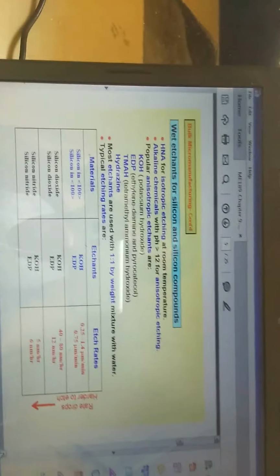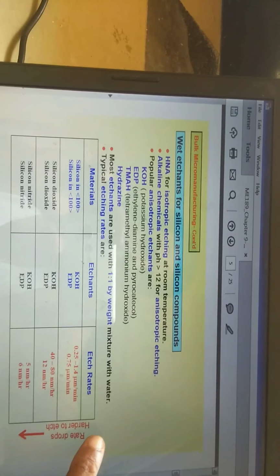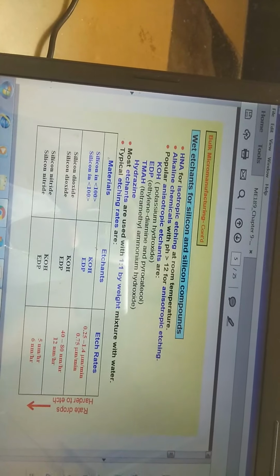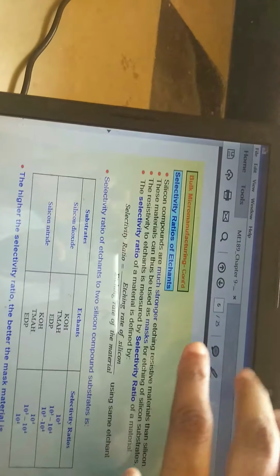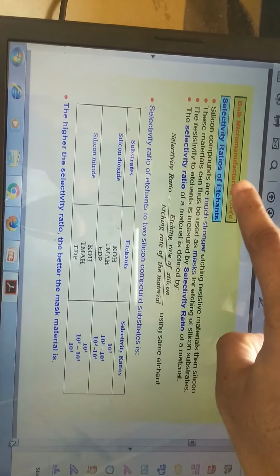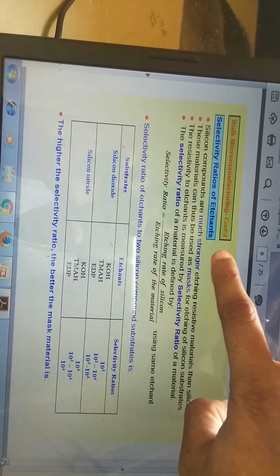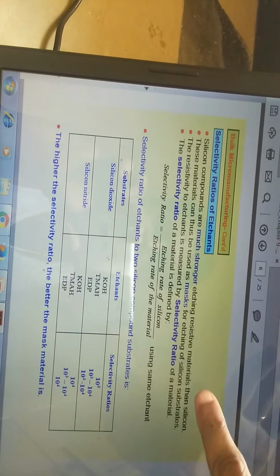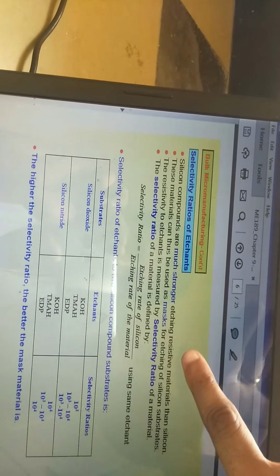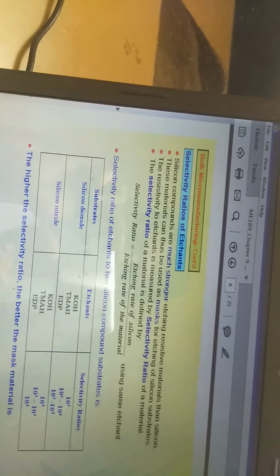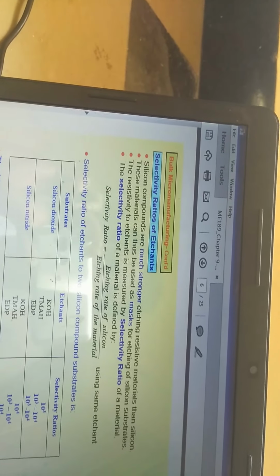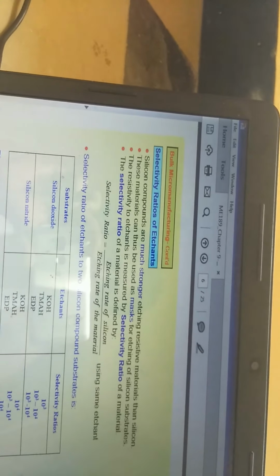And here the rate drops, and it is harder. And here is the selectivity ratio of an etchant. What the respective selectivity ratio of the etchant should be. And here silicon compounds are much stronger etching-resistive materials than silicon. That is the thing, silicon compounds.